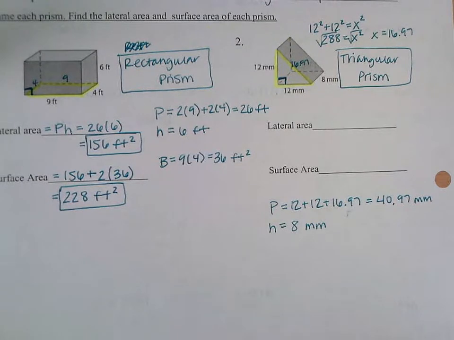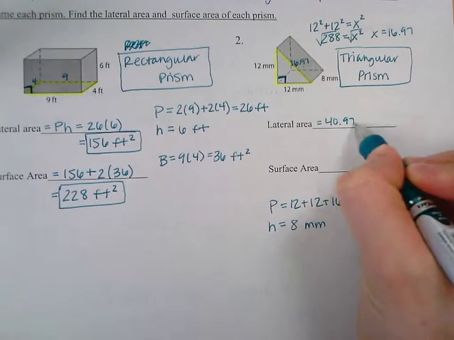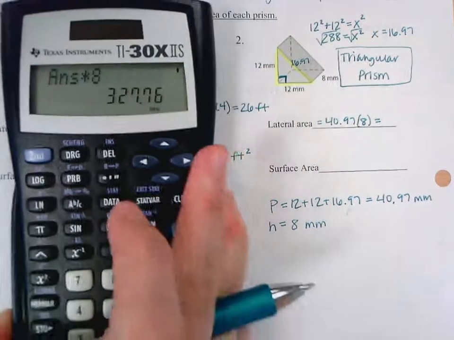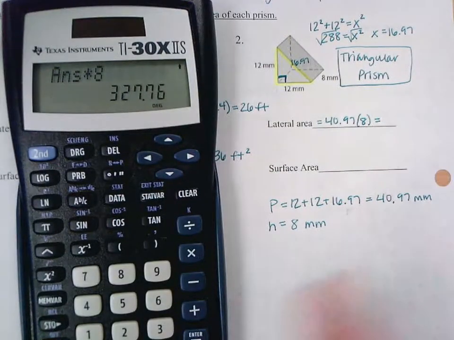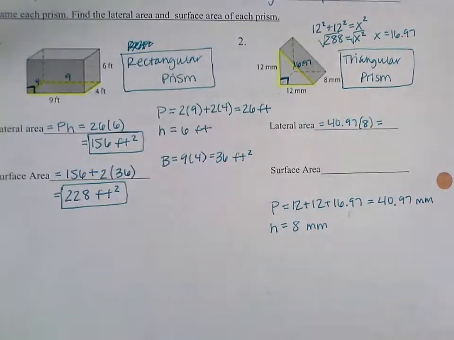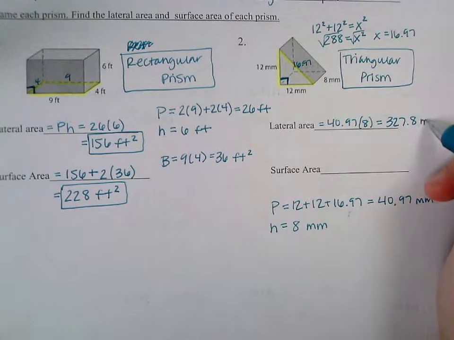So then I would multiply 40.97, the perimeter, times 8. And like I said, this one, my final answers for lateral and surface area, I'll round to 1 decimal place, so 327.8 approximately. And that would be millimeters squared.